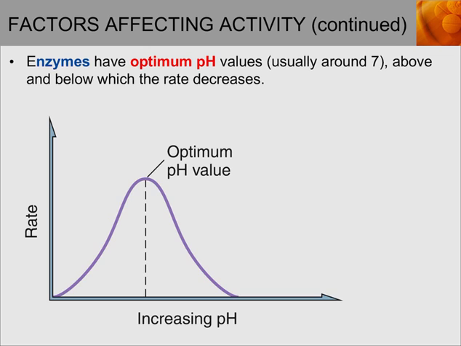Now enzymes also have an optimum pH value at which they function. This is usually around 7, so kind of at a neutral pH. And if you're above or below that, the rate will decrease. So let's say that our optimum pH value is 7. If you get too much below that, the rate will decrease. If you're too far above that, the rate will also decrease. You might still get some action going on between the enzyme and the substrate, but it might not be as efficient. And then at a certain pH, the enzyme will likely denature or fall apart.